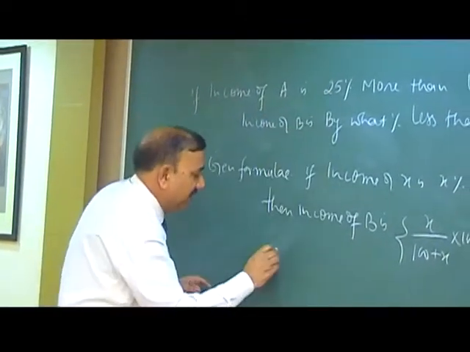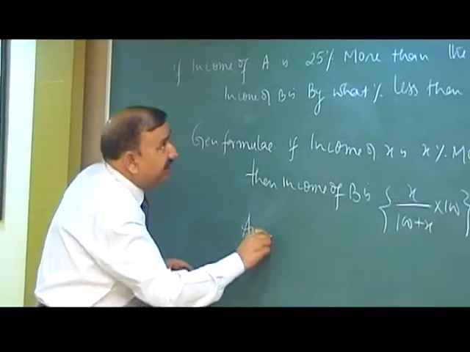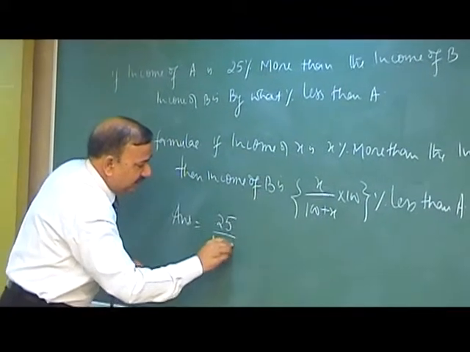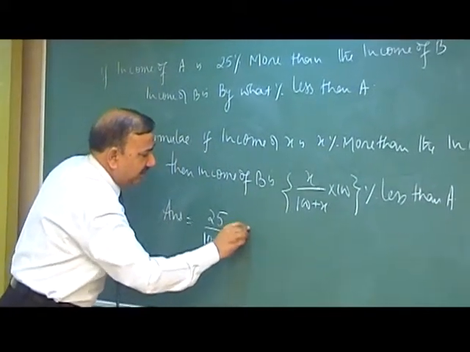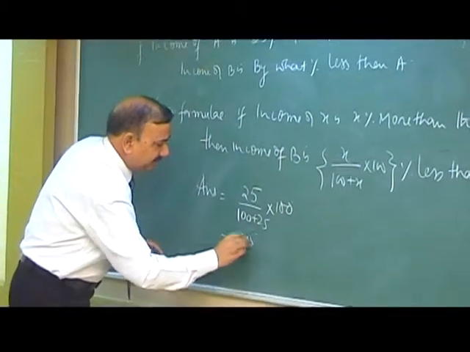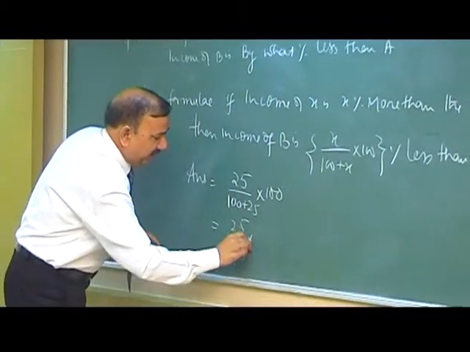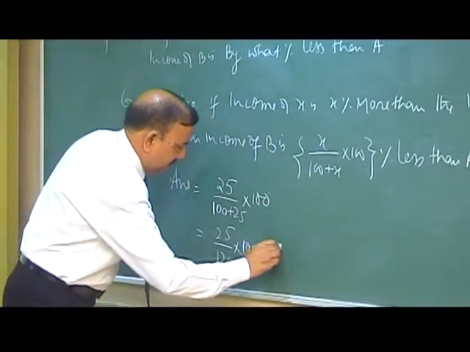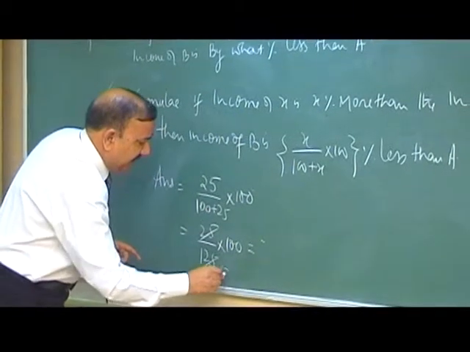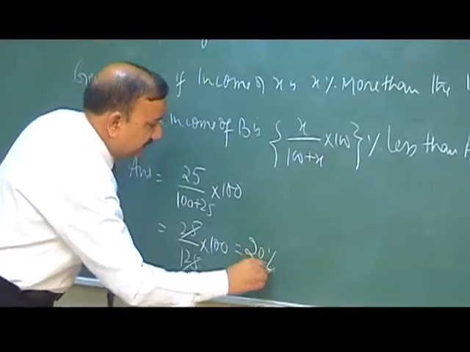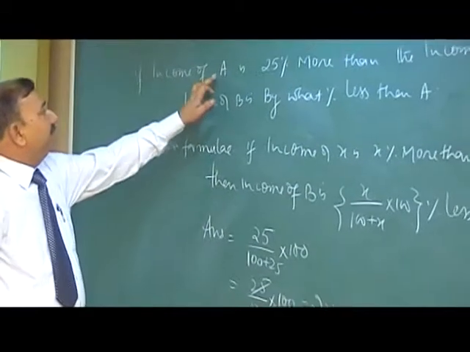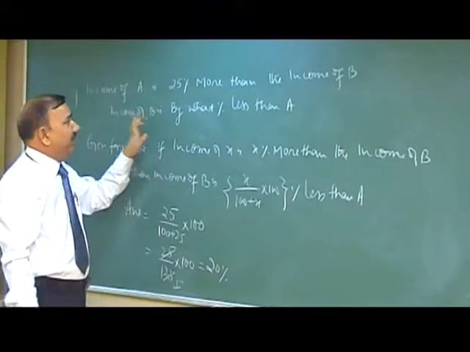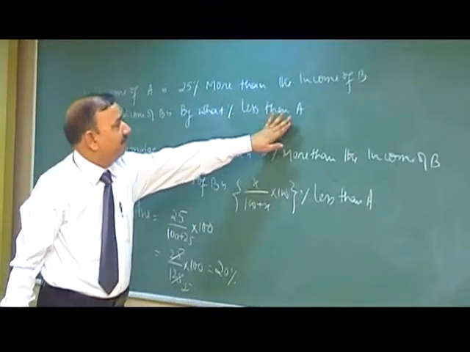Now we take this question. The answer will be, directly we write, 25 upon 100 plus 25 into 100. So our answer will be 25 into 125 by 100, that is 25 into 5. Ultimately we have 20%. So if the income of A is 25% more than the income of B, the income of B will be 20% less than A.